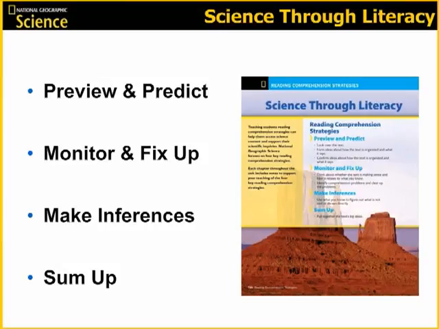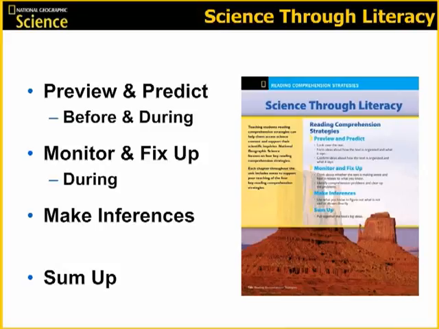Before and during reading, students preview and predict by looking over the text, forming ideas about how the text is organized and what it says, and confirming ideas about how the text is organized and what it says. Students monitor and fix up during reading by thinking about whether the text is making sense and how it relates to what they already know, and identifying and clearing up comprehension problems.